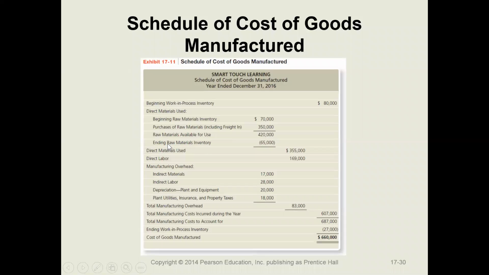Then we subtract ending raw materials inventory, so any materials that we have at the end of the period that we haven't used yet, that's raw materials inventory at the end of the period. Subtract that to get direct materials used. Okay, so in indicating the direct materials used, we need to do this kind of calculation here. Then we add the direct labor. Direct labor is given to you as a total, so you don't have to do any calculations to get that.